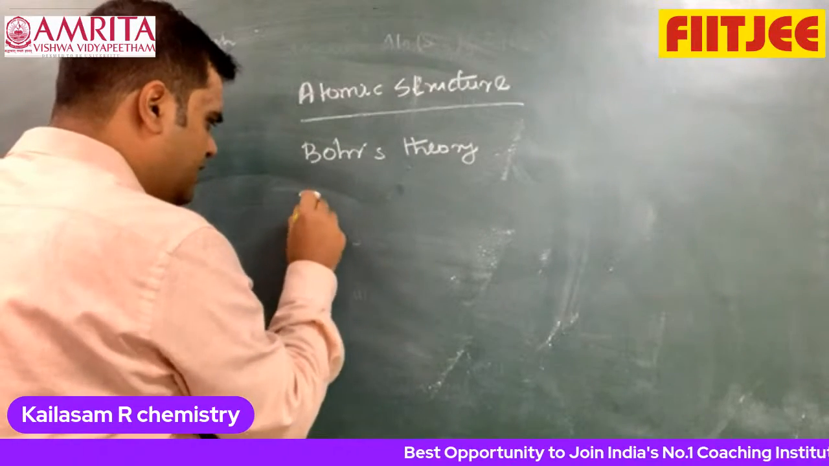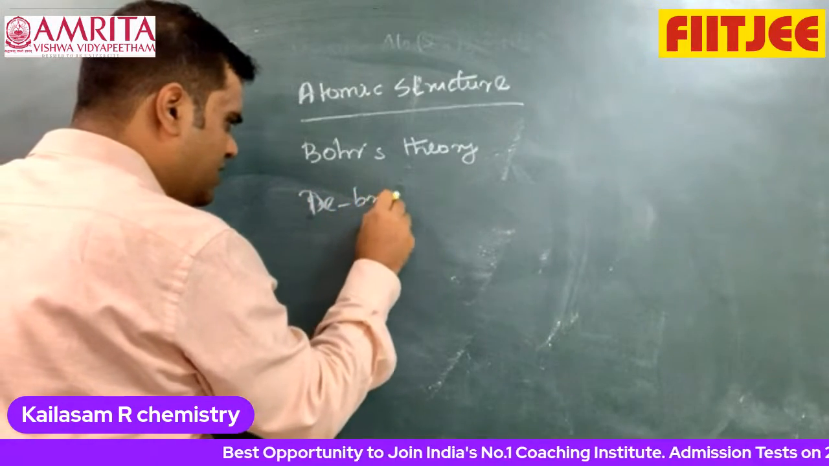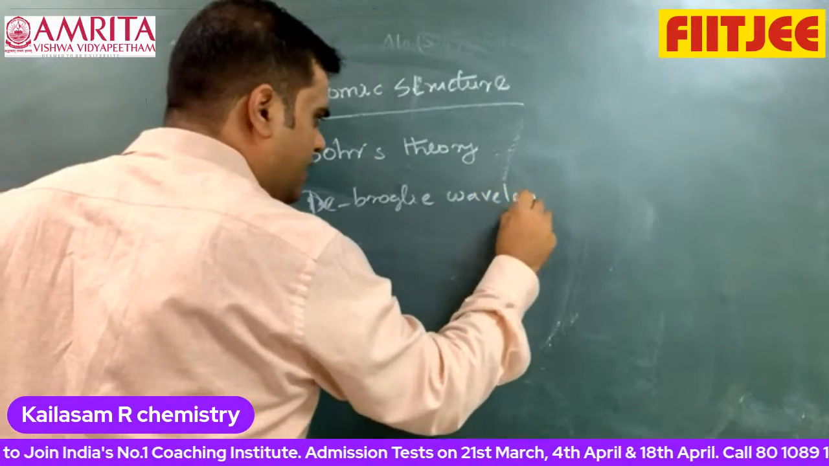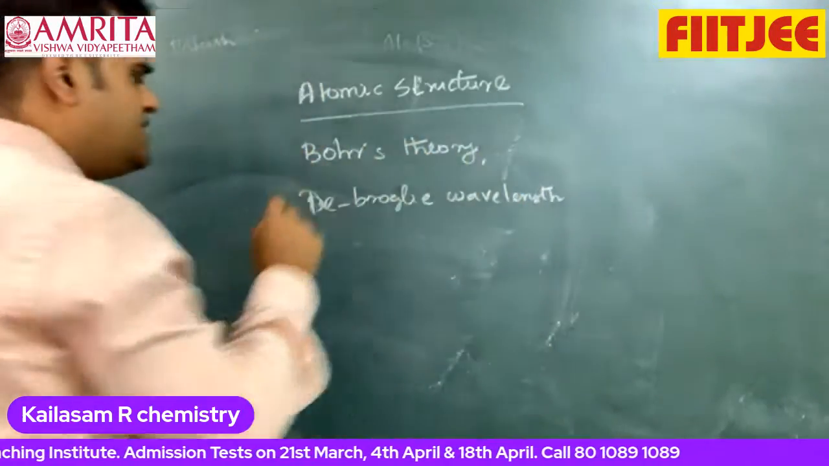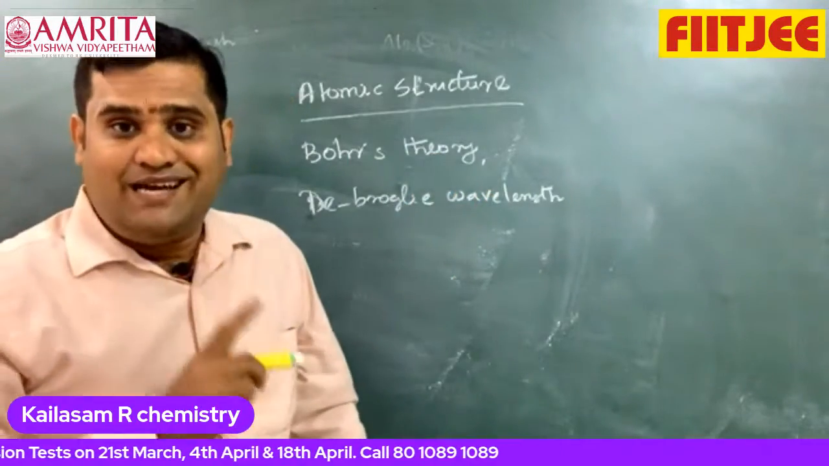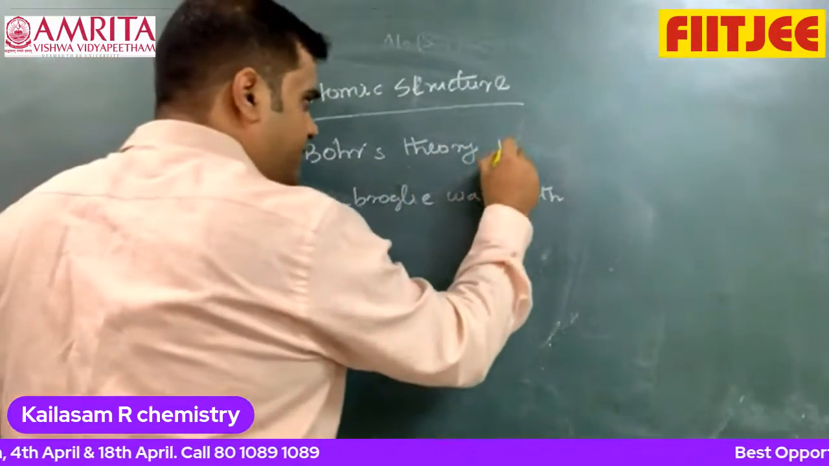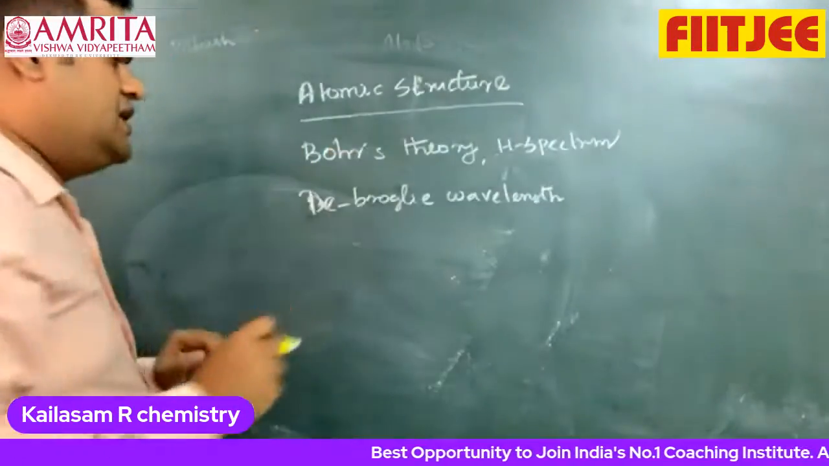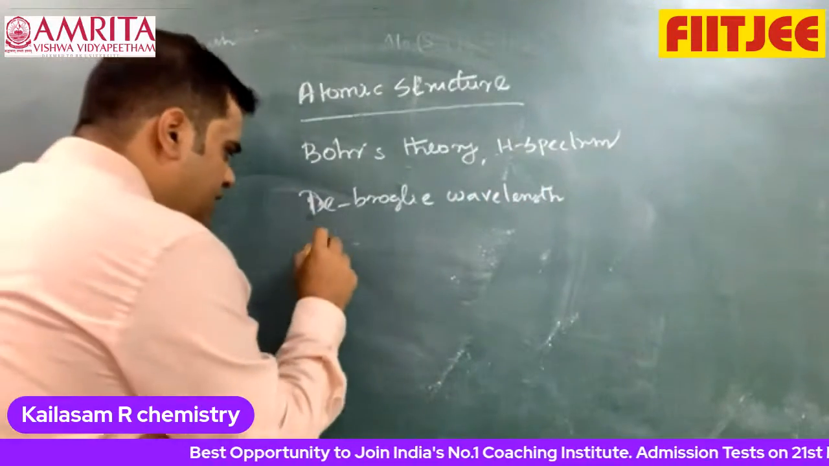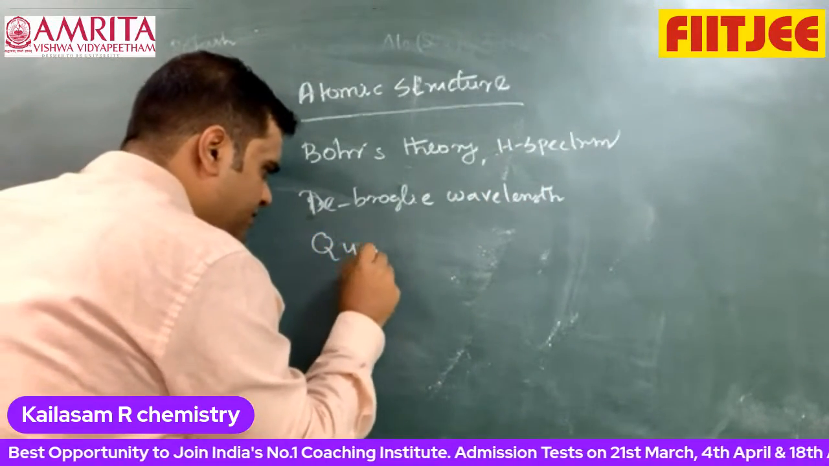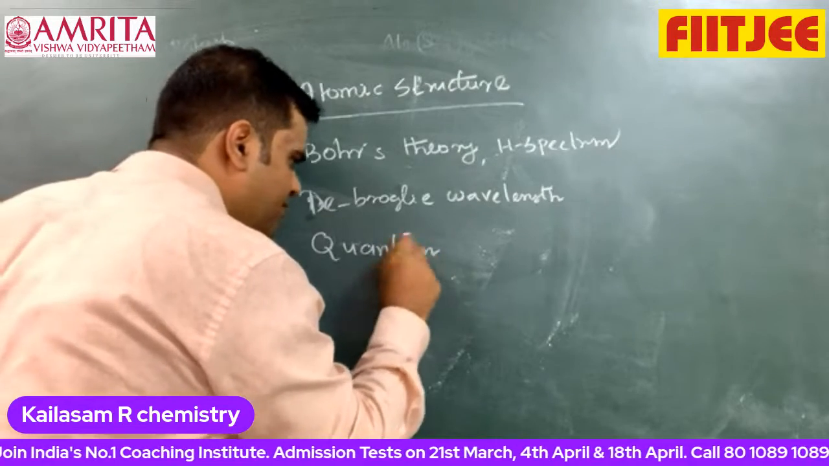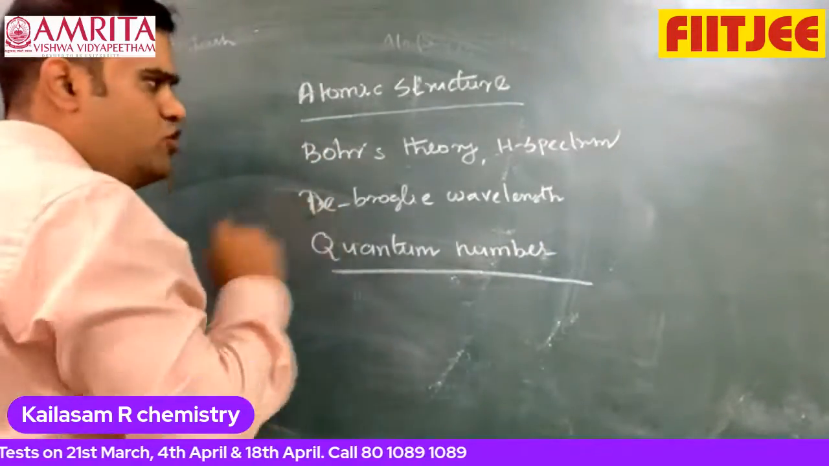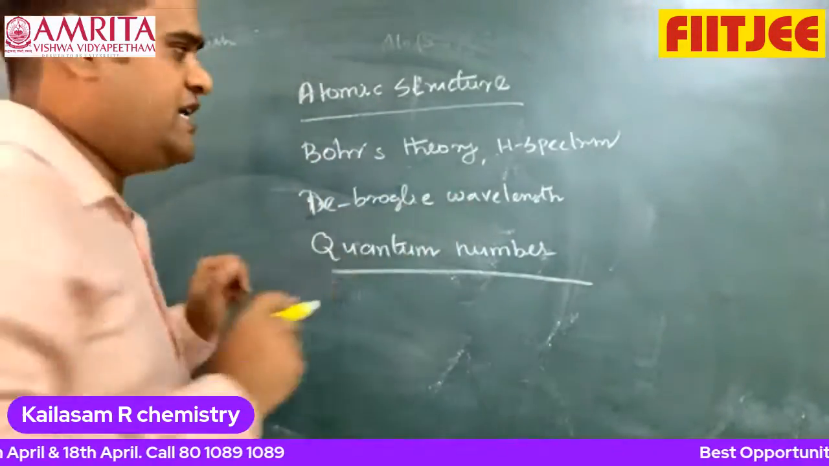we can go with the de Broglie wavelength, and here I want to discuss the Bohr theory. I want to discuss here the hydrogen spectrum. Hydrogen spectrum, de Broglie wavelength, and followed by finally quantum numbers. And one more point I want to add here is Einstein's photoelectric effect.